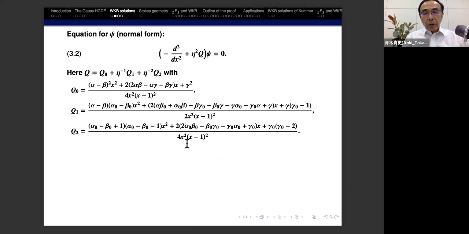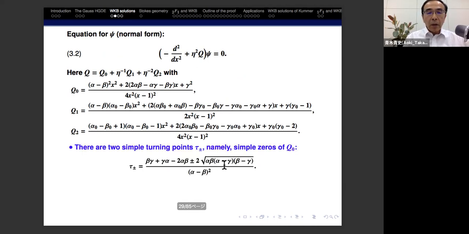And by the assumption, there are two simple turning points, tau plus minus, that is, simple zeros of the leading term of the potential Q. This tau plus minus is a root of this quadratic equation. And then you can construct WKB solutions of this equation.